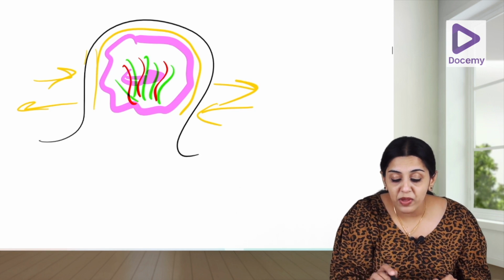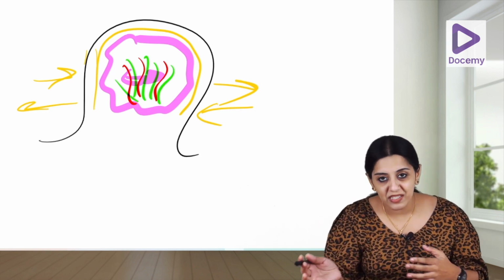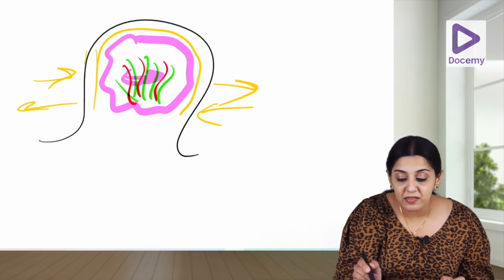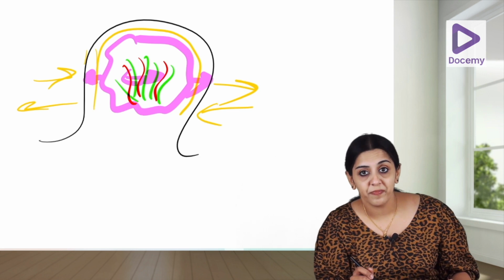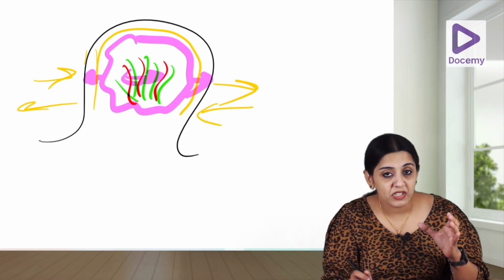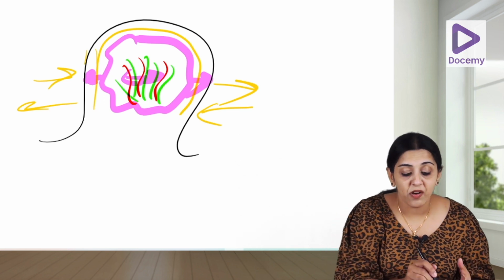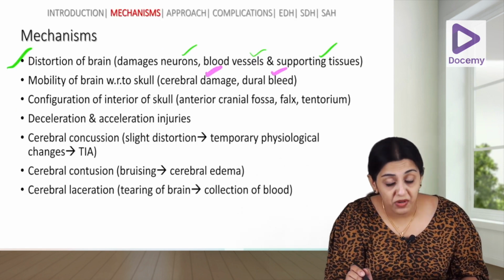Next is mobility of the brain with respect to the skull. The skull is moving, but the brain is moving even more because it is a lightweight structure. So what happens? The brain will hit on the surface of the skull. Now since the skull is a very rigid structure, that itself can cause brain injury, leading to cerebral damage as well as dural bleed.